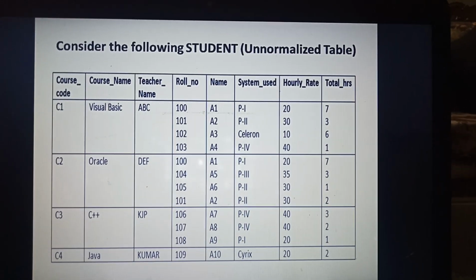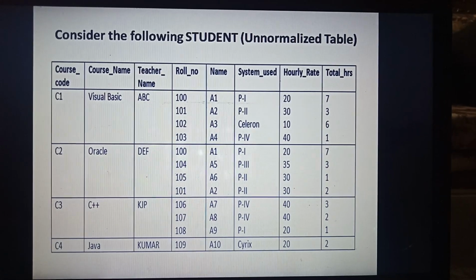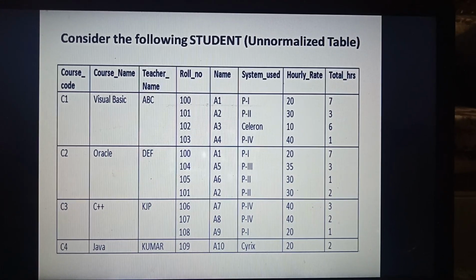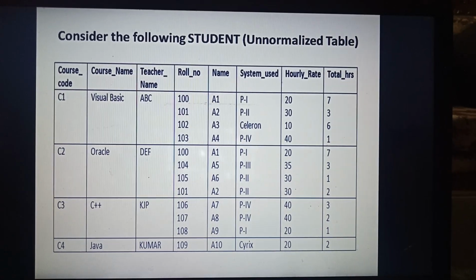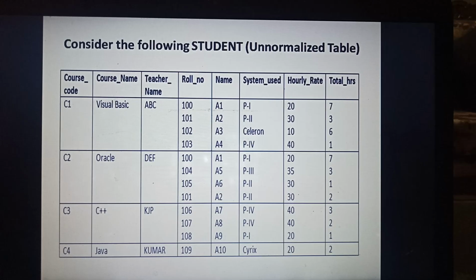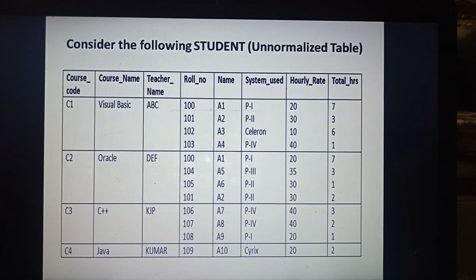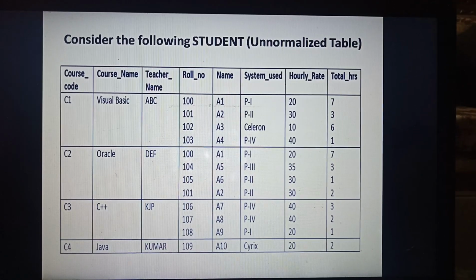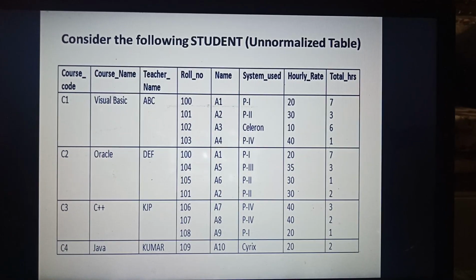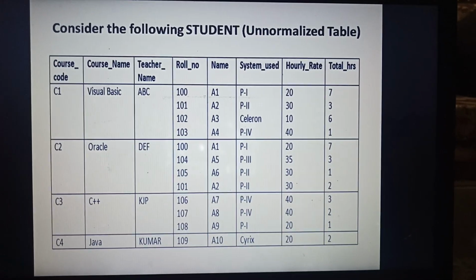This is an unnormalized student table. Here as you can see, the domains are not having atomic values. For course code C1, there are so many roll numbers, names, system used, hourly rate, and total hours. Similarly for course code C2, C3. So this table is an unnormalized table.